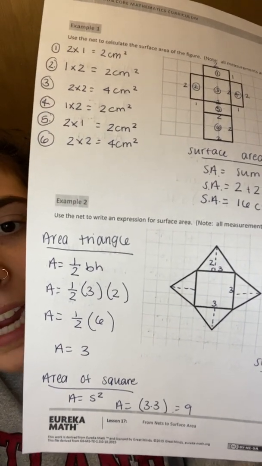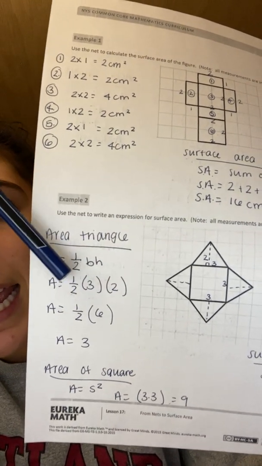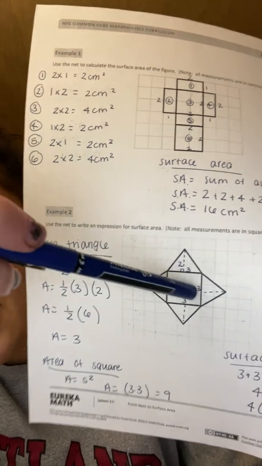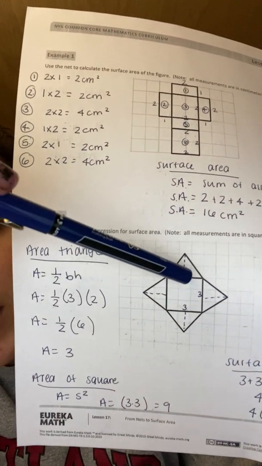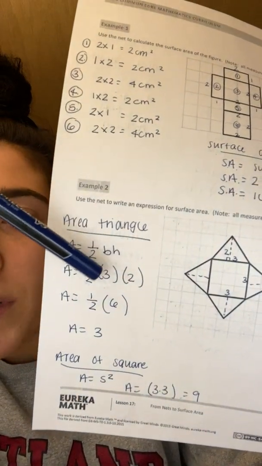So I did A equals 1/2 base times height, and then I did A equals 1/2, and then I put in my 3 for my base. I got that from right here. And I said that my height was 2 right here. And then don't take the half yet.